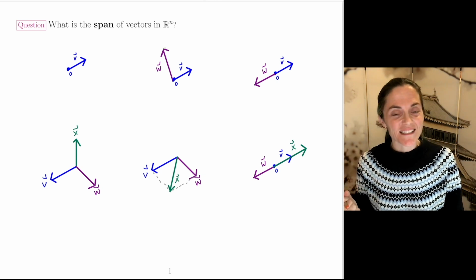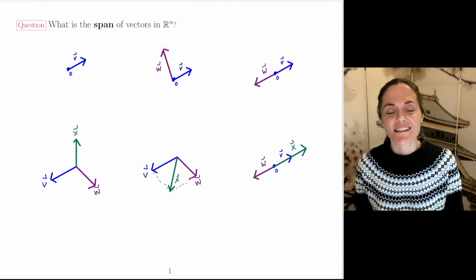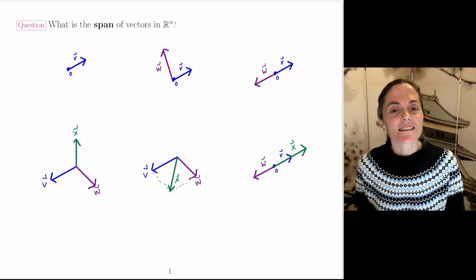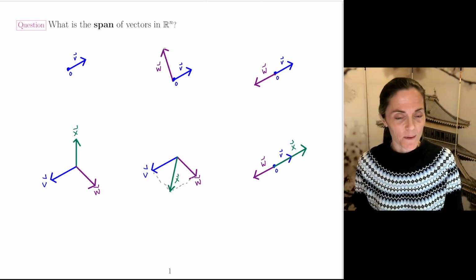Hello, linear algebra students. I've had many questions about span from different students, which is understandable. It's a new concept for us. So I just wanted to talk about this some and then do some examples.